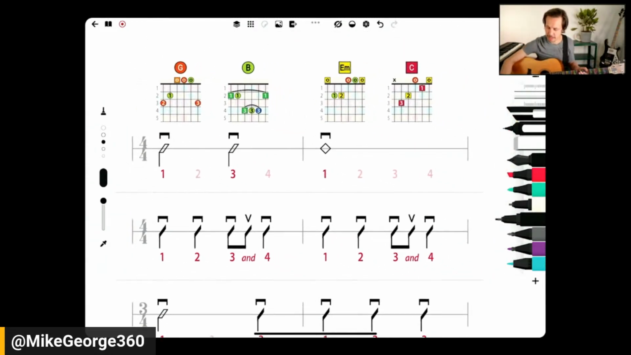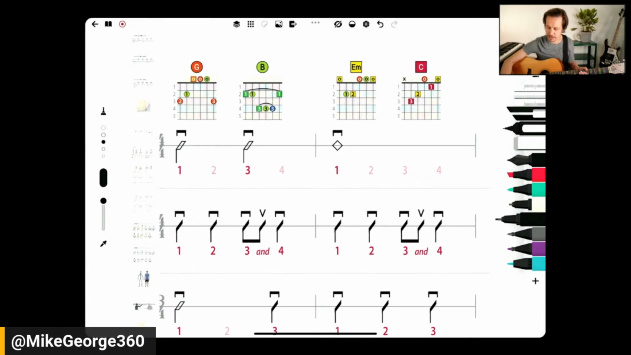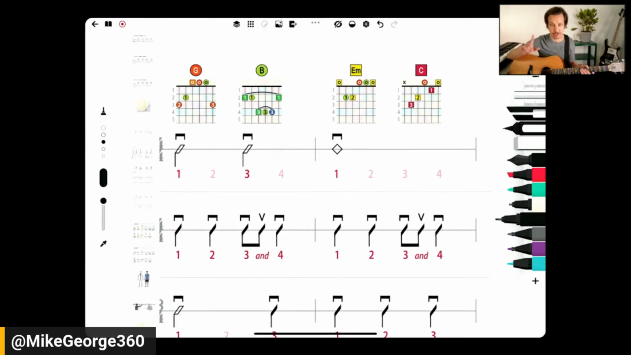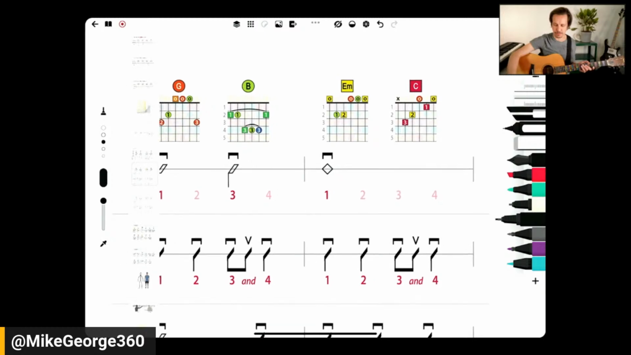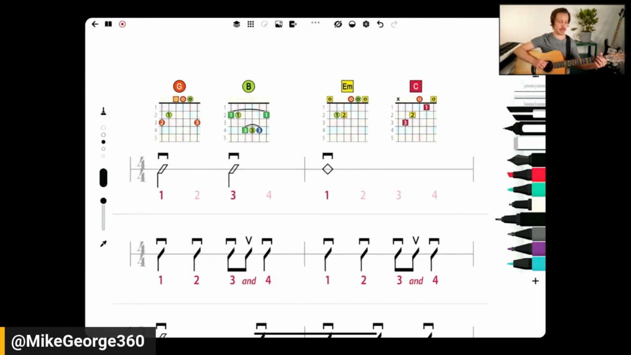Let's play a couple more examples. This one is actually interesting because it lends itself to a little bit of theory and making sense of what goes on. In this example, we're going to start with the chords, the harmony. So it's G, and then we have B, E minor, C. Okay, and this is a really simple one.